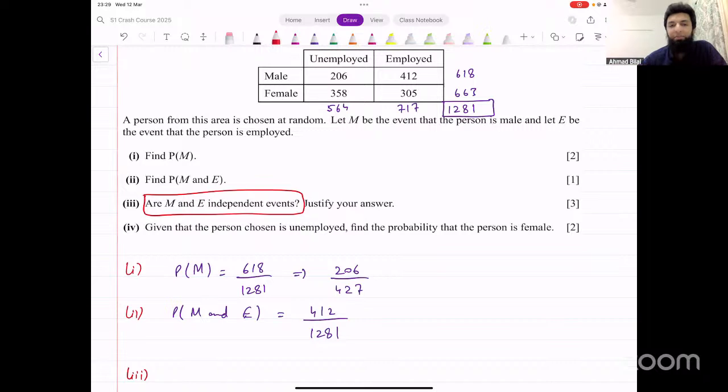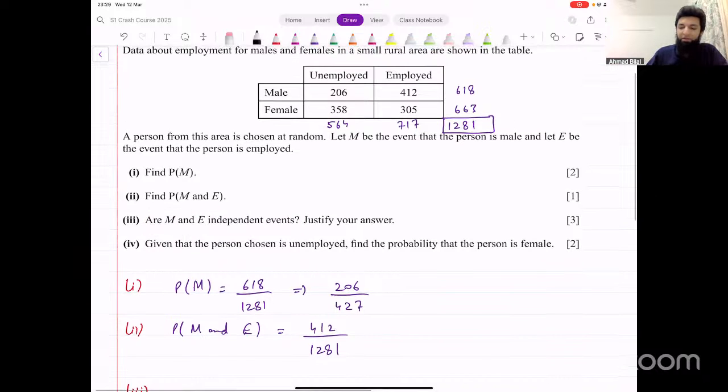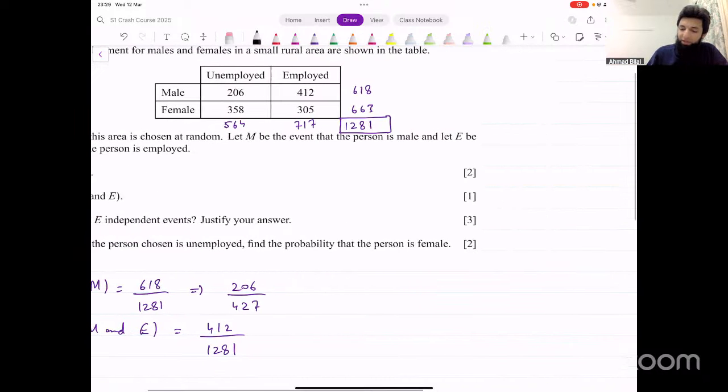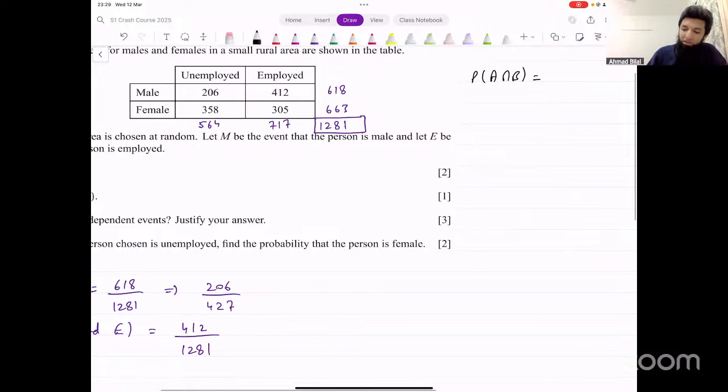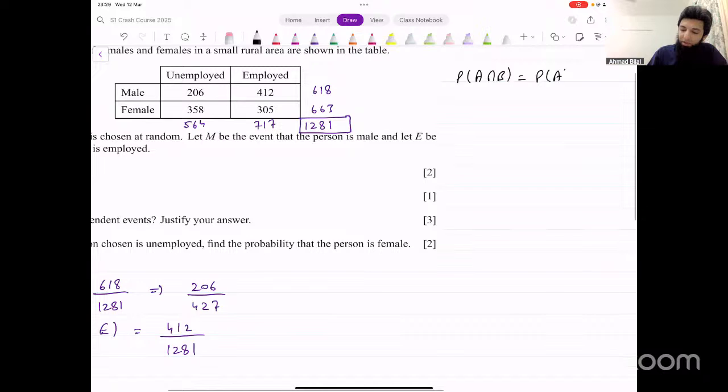Are these independent events? What was the condition for independent events? Do you remember that? When are two events independent? The condition was that the probability of A intersection B should equal the probability of A times the probability of B. If that condition is met, then they are independent. Now, A intersection B is basically the same thing as saying A and B, where A and B both are true at the same time.